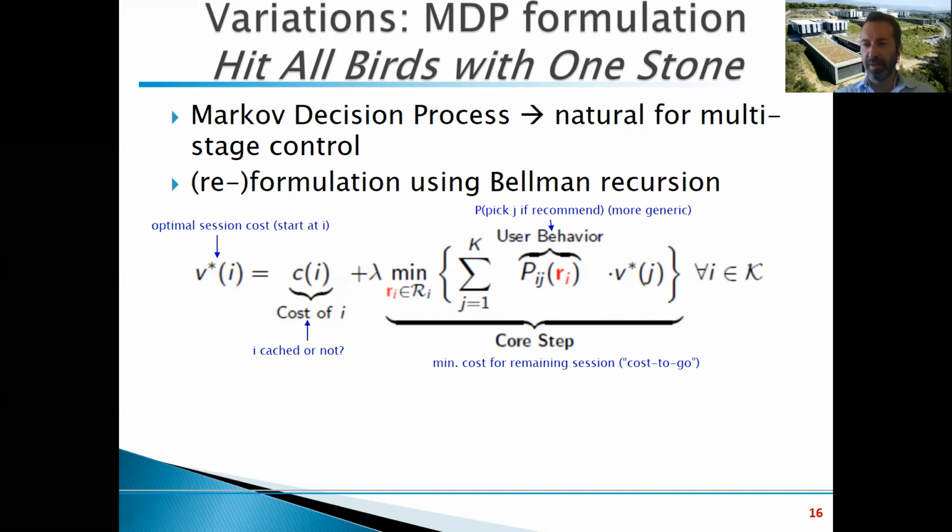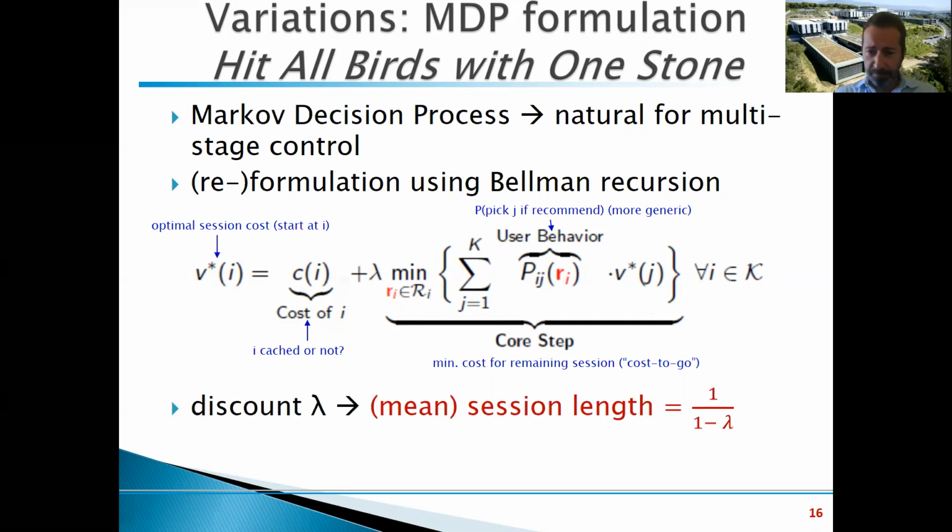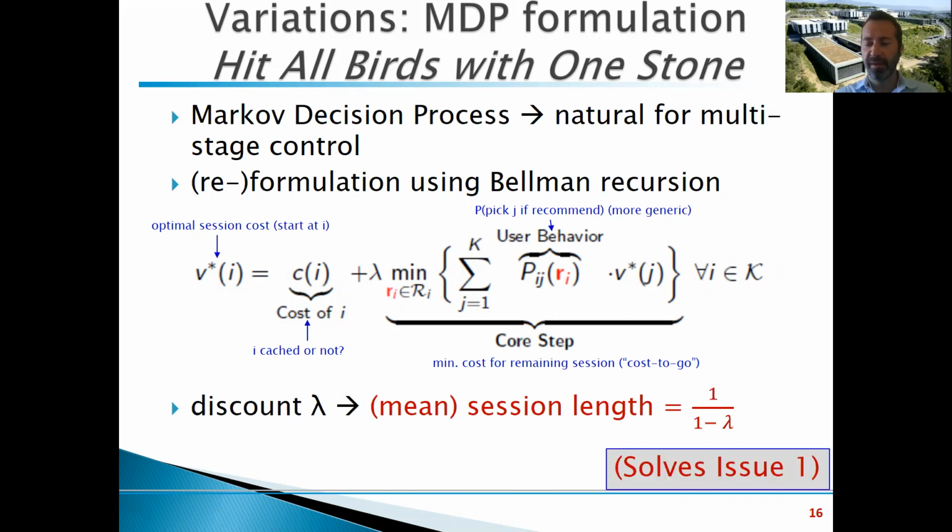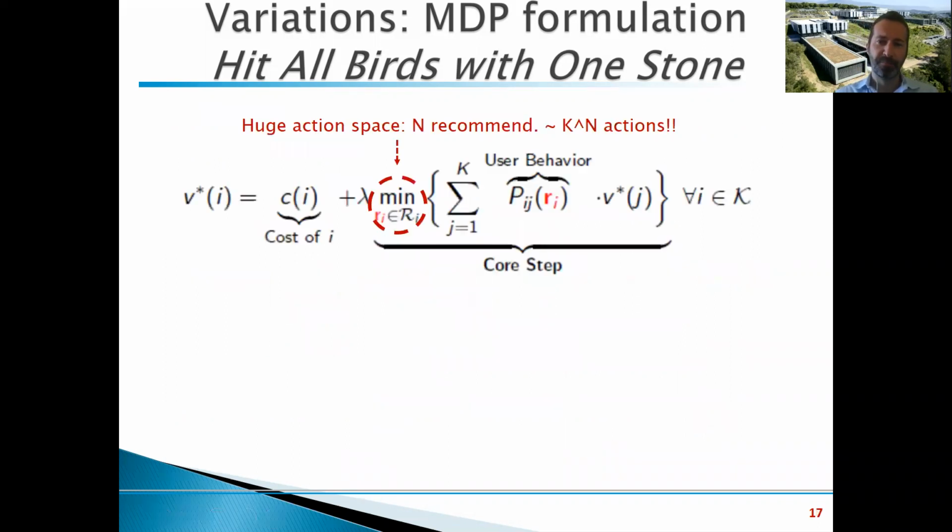Okay, so we now have this reformulation of the problem. Why is this more useful than what we had before? Well, first of all, if I have an arbitrary session length, and I know the mean session length for a user, then I can tune my discount parameter here to match this mean session length, which means that now I can actually find the optimal solution for shorter session lengths, medium session lengths, longer session lengths, and so forth, not just the limit. Okay, so this basically solves issue 1 in a very simple way.